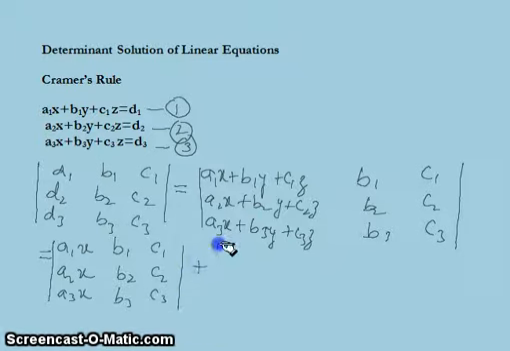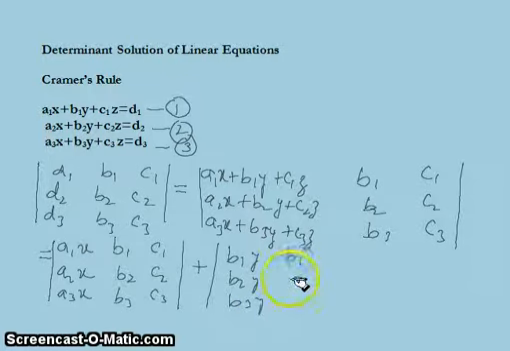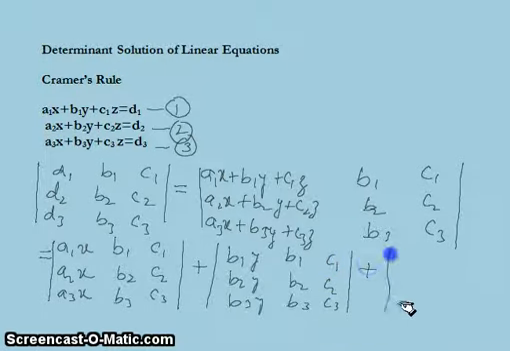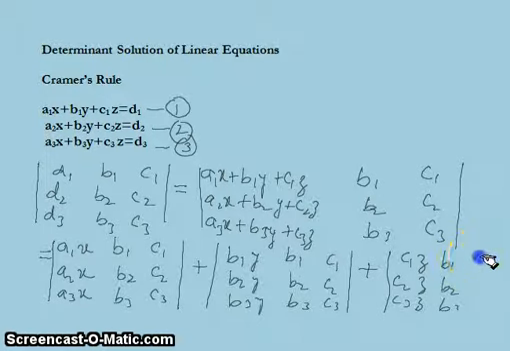In a similar manner, the second determinant obtained from the right hand side would have b1y, b2y and b3y in the column, and the rest of the columns would be the same as b1, b2, b3, c1, c2, c3. Similarly, the last determinant would contain c1z, c2z, c3z, and the rest of the columns would be b1, b2, b3 and c1, c2, c3.